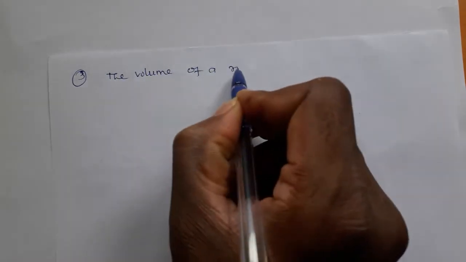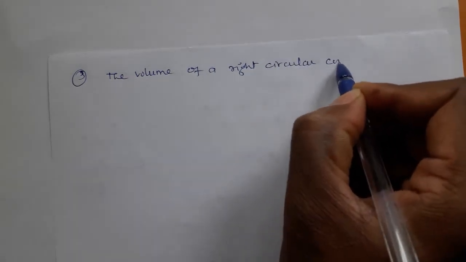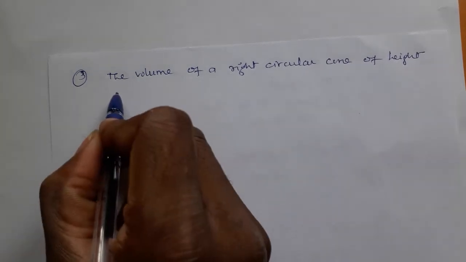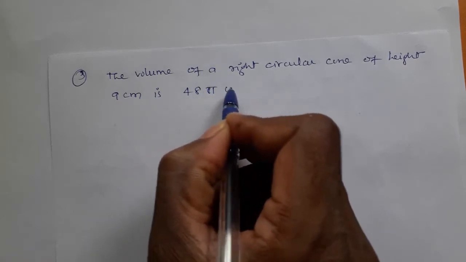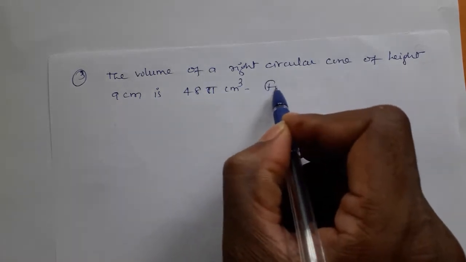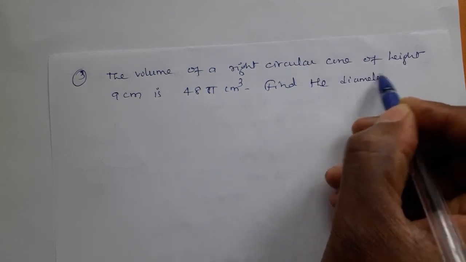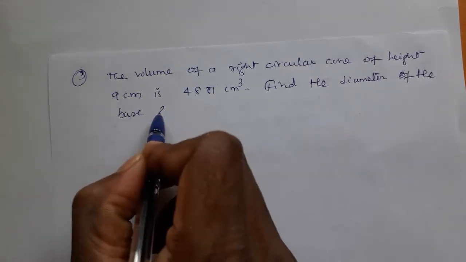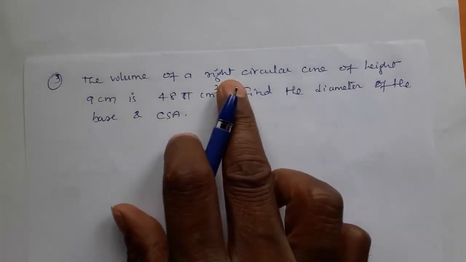The volume of a right circular cone of height 9 centimeter is 48 pi centimeter cube. Find the diameter of the base and curved surface area.